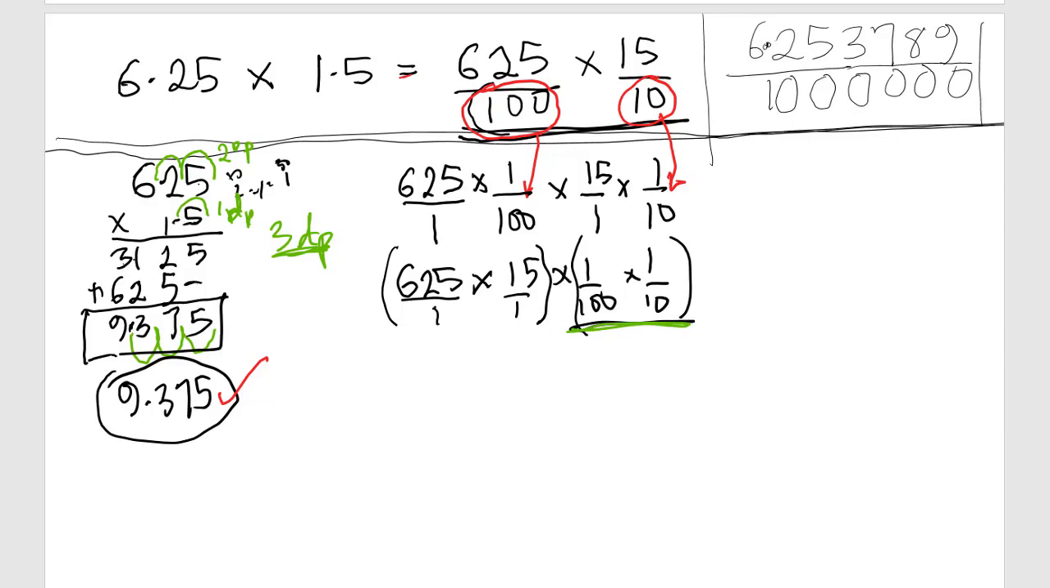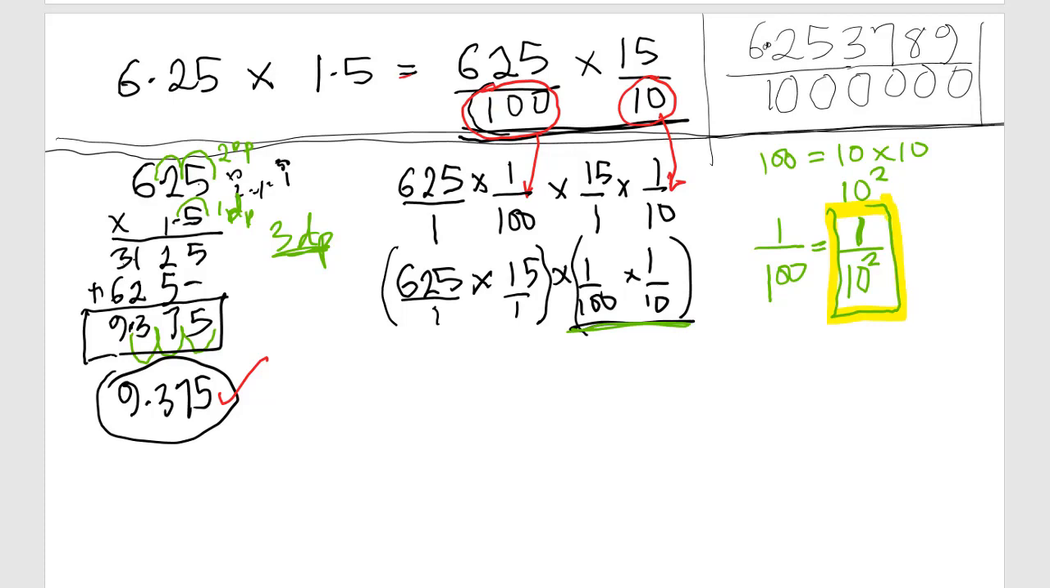Remember the lesson about indices. 100 is equal to 10 times 10, so it's like saying 10 to the power 2. So having 1 over 100 is similar to having 1 over 10 raised to the power 2. If you invert this, turning it upside down, you get 10 raised to the power minus 2.